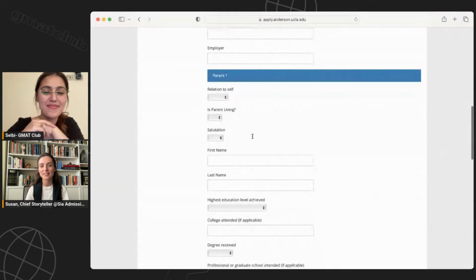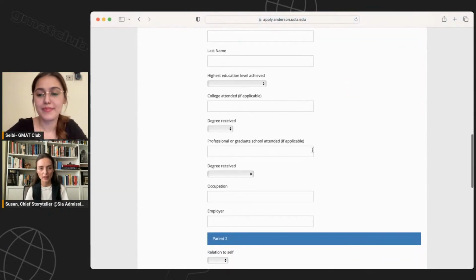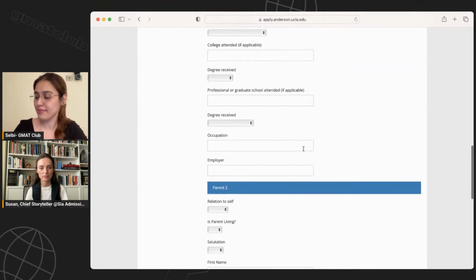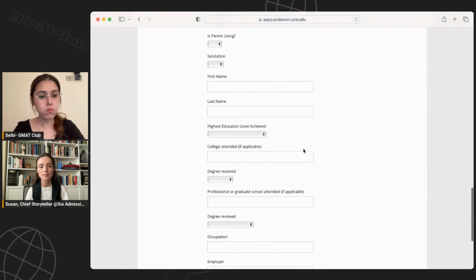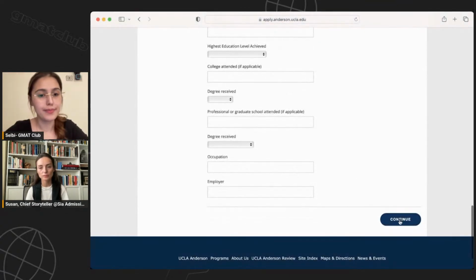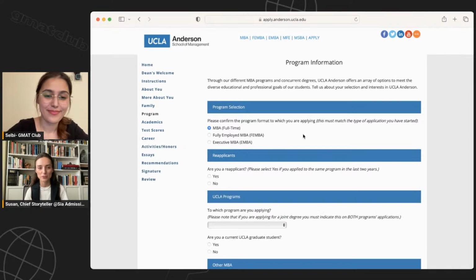So we talked about that, and then of course your parent information in here, what their background is, their college, their degree, where they worked for both of your parents, and if they're living or deceased, you would include that information. Those are very straightforward. And here you need to select one of the programs that you're applying to. So I'm going to select a full-time MBA.